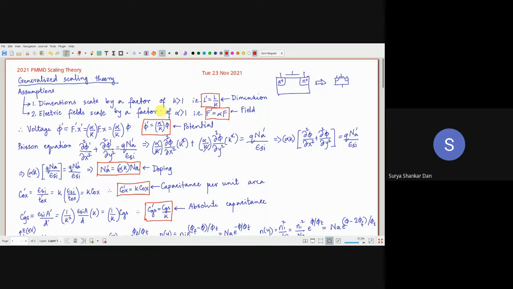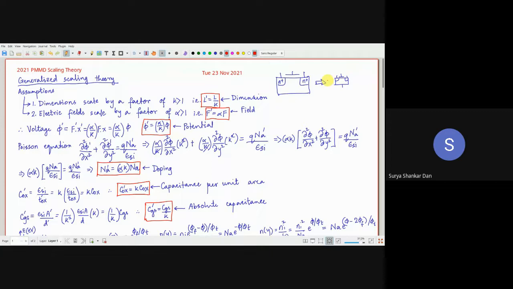This is the scaling factor for the potentials. Now comes a very interesting part. We have learned the scaling for the dimensions, field, and potential. Why do we require scaling theory as such? Fine, I'm going to reduce the dimension of the device so that in the same chip area we can put in more devices, and we will have increased functionalities in the chip, and of course the performance will be improved. Very good, that's fine. But why is there a necessity for a scaling theory per se?